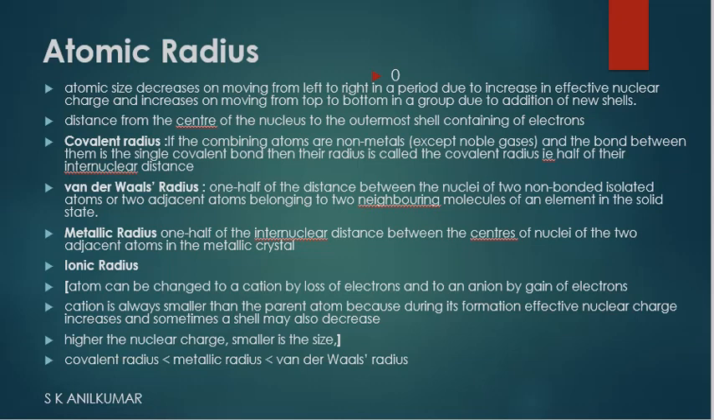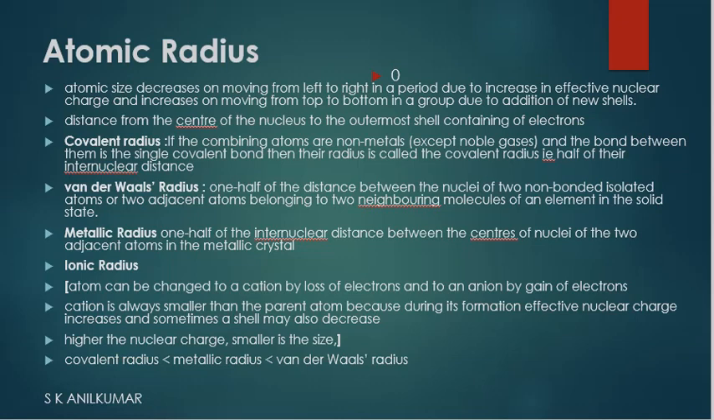And the size increases on moving from top to bottom. From top to bottom, what happens? New shells are added. But from left to right, the protons attract the electrons and bring them into a smaller shell. Atomic size decreases on moving left to right and increases on moving from top to bottom. The distance from the center of the nucleus to the outermost shell is the measure of the radius.